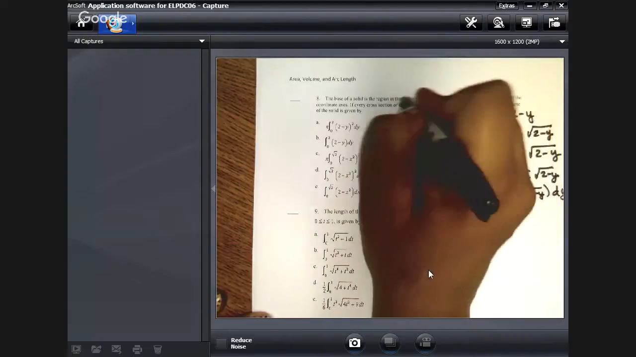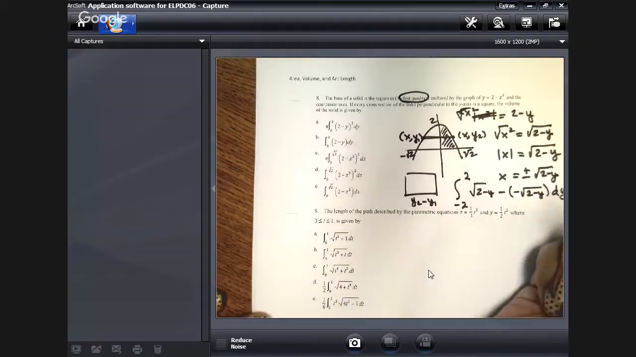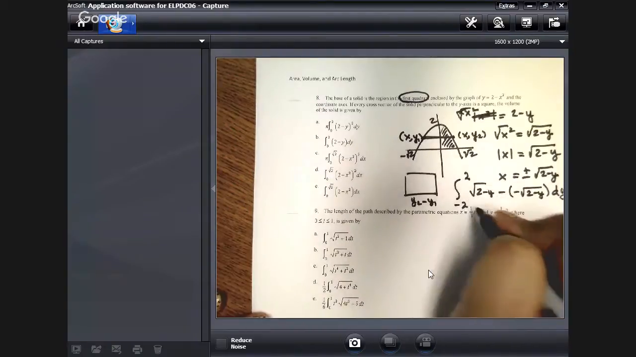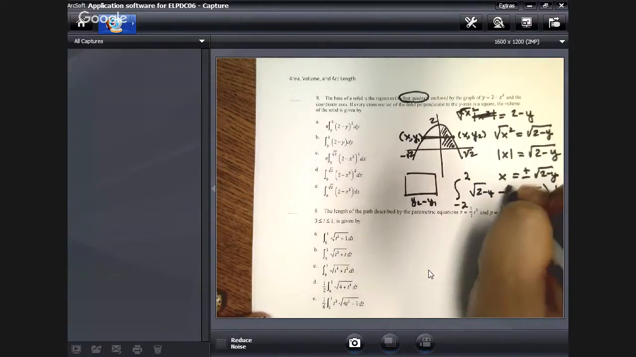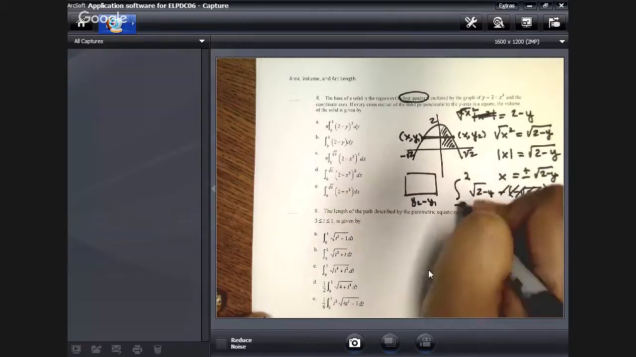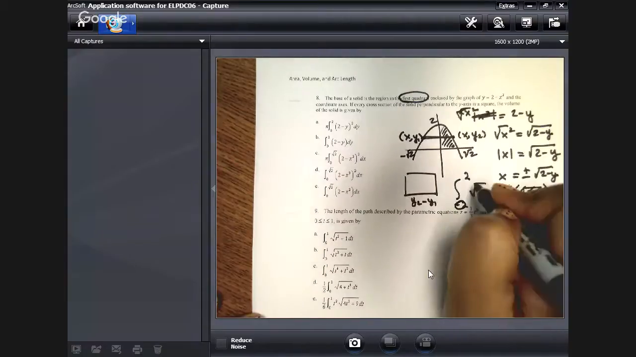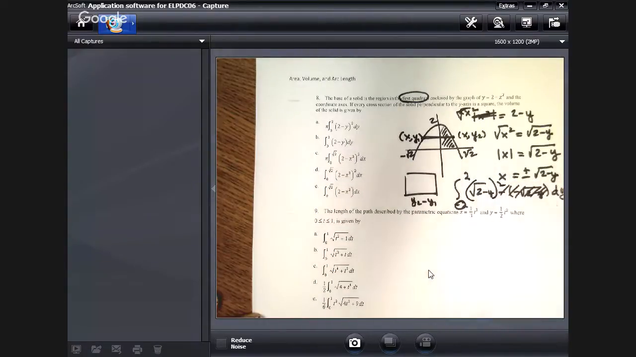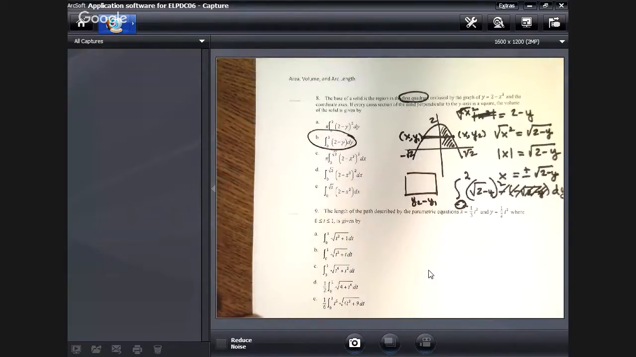Oh, I missed something. It was in the first quadrant. So I don't need to go from -2 to 2. I need to go from, I don't need this part, and I don't need that part. So my answer, and I need to square this because this side squared. So my answer is actually going to be B.